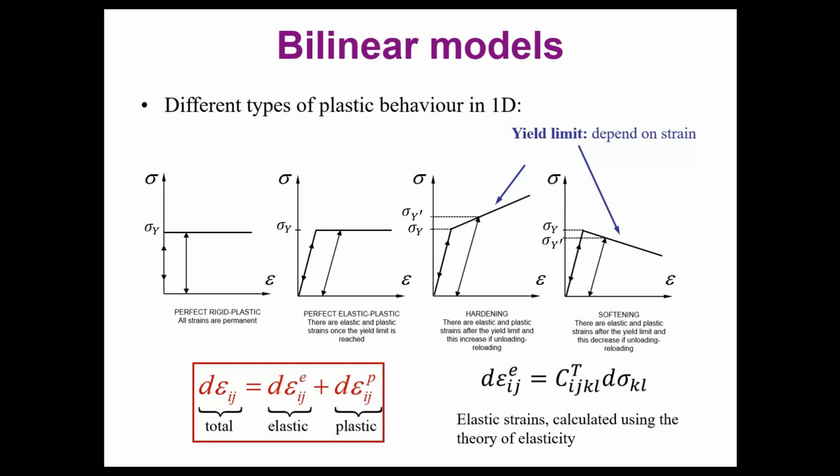So in this case, there are elastic and plastic strains, and an important detail is that the yield limits in elasticity and plasticity is the same and is constant. The same thing happened in the previous model. When you have a hardening model, a bilinear hardening model, you have elastic and plastic strains after the yield limits, and this increases the yield limits after unloading and reloading. And this is the reason why we call this model with hardening.